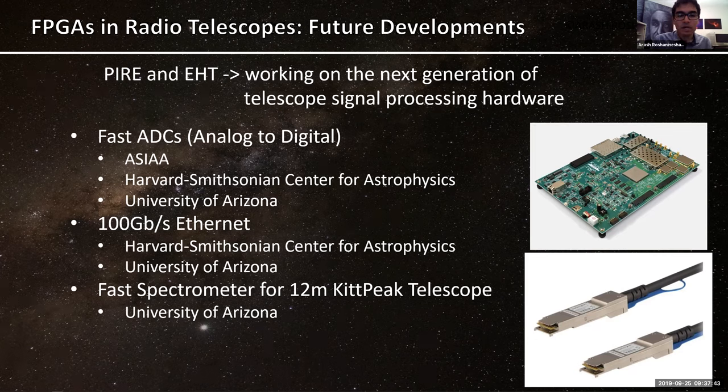We are working on a 100 gigabit per second Ethernet system, which is a collaboration between us and CfA at Harvard-Smithsonian. And we are also designing the fast spectrometer for the 12 meter Kitt Peak telescope, as I showed in the previous slide. That's an ongoing project here in Arizona as well.